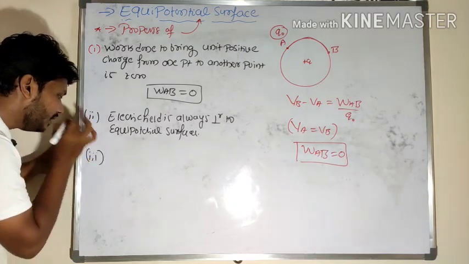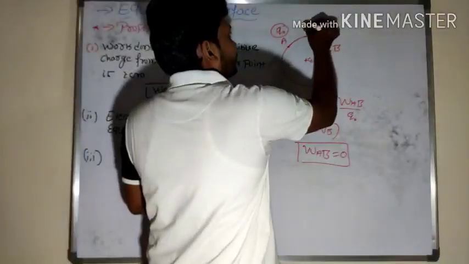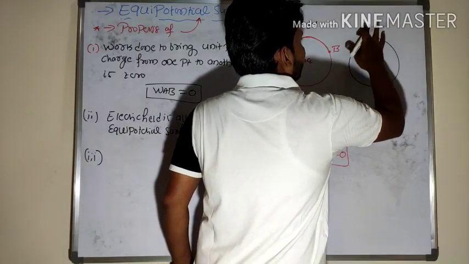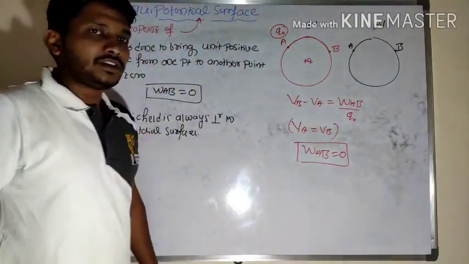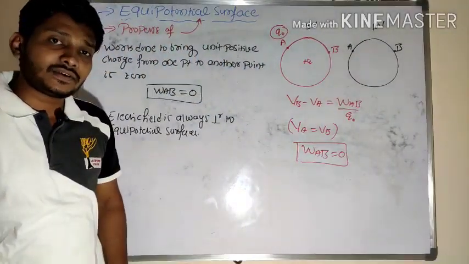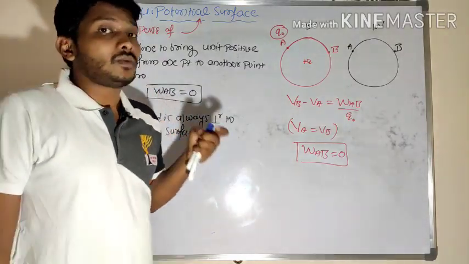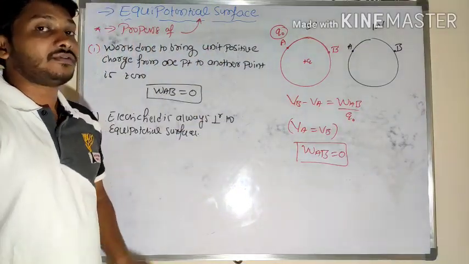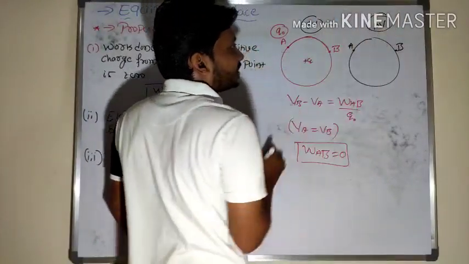Third one: here two equipotential surfaces are there. For example, this is one equipotential surface, its value is 5 volt. I will consider another equipotential surface, for example, this value is 10 volt. Is there any possibility of intersection of these two equipotential surfaces here? Our answer: there is no possibility of intersection of two equipotential surfaces. Why? Because here one equipotential surface is 5 volt, another equipotential surface is 10 volt.